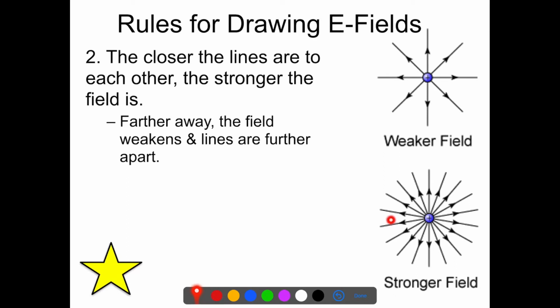The further you are from a charge, the less force you'll feel. Also, the more lines you have, the stronger the field. Here you can see there's way more lines. Up top there's 8 lines. Down here I have twice as many. So I know that this is a stronger field. A bunch more lines closer together, much stronger field.